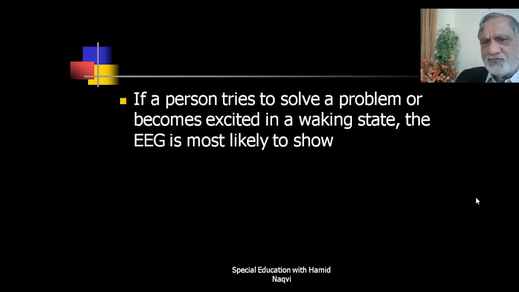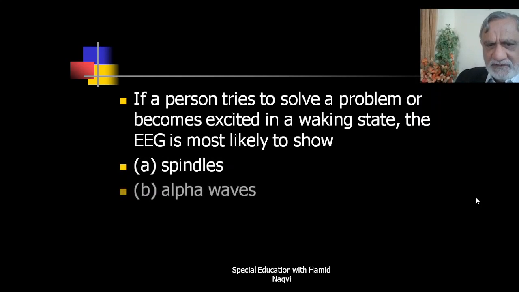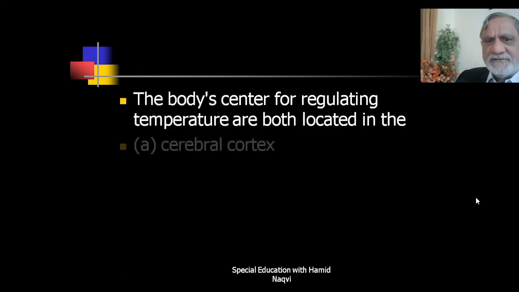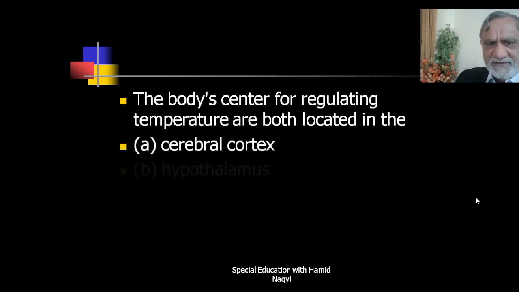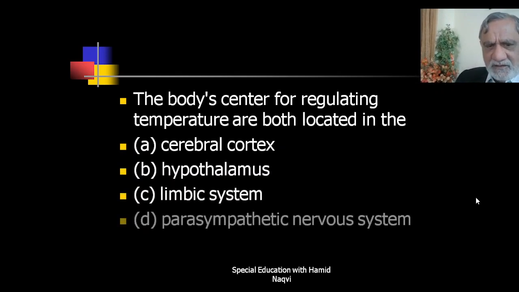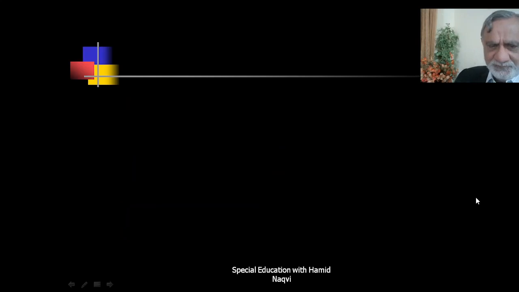If a person tries to solve a problem or becomes excited in a waking state, the EEG is most likely to show spindles, alpha waves, beta waves, or delta waves. Correct is C, that is beta waves. The body's centers for regulating temperature are both located in the cerebral cortex, hypothalamus, limbic system, or sympathetic nervous system. Correct one is B.